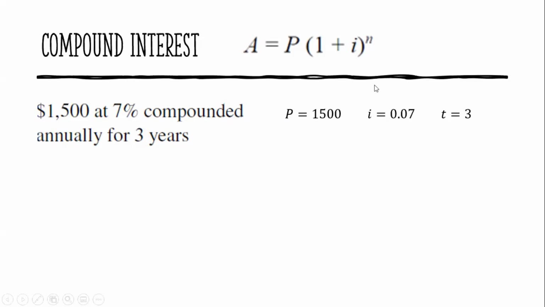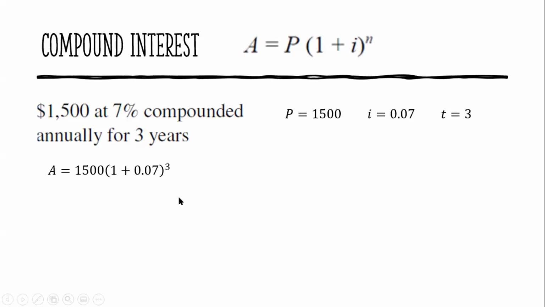All of my slides here have T in it. That's just an error that I made. It should have been N. Anyway, so my N is 3. So in the formula, I'm going to put it exactly the way it says in the formula. My A is equal to the $1,500, 1 plus 0.07, this number here, raised to the power of the 3.